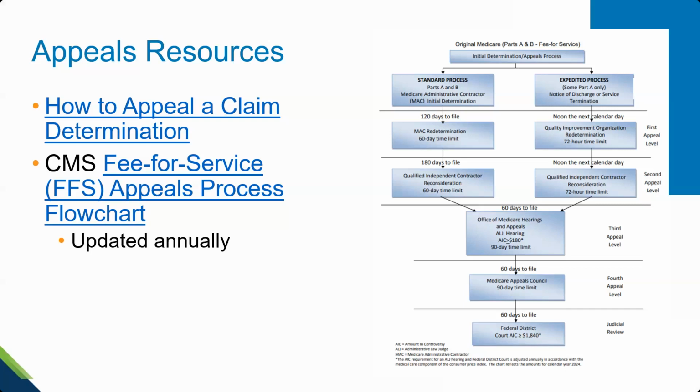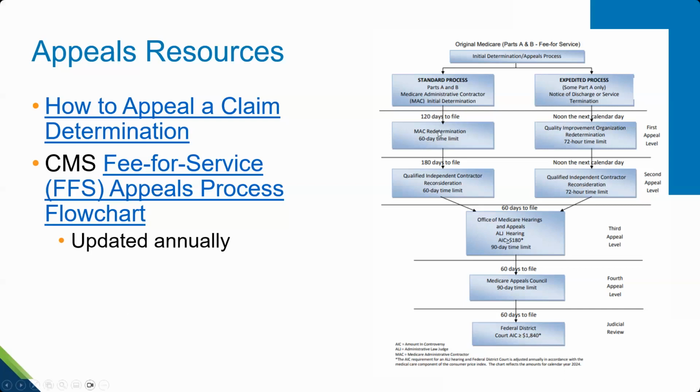But if you look at this particular appeals flow chart, I mentioned to you that there are 5 levels of appeal. You can see them here. When you're looking at this flow chart, you will see that it includes both the standard and expedited processes for appeals. The standard process is for Parts A and B, and the expedited appeals process applies for some Part A only appeals. Standard process on your left, expedited process on the right. So you can see the 5 levels.